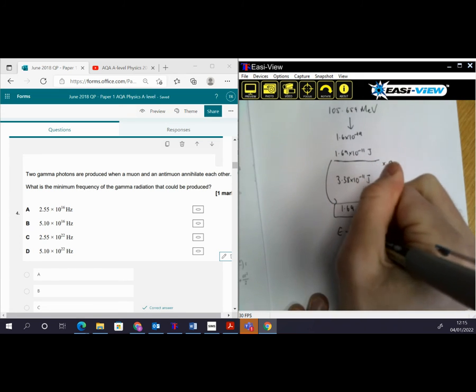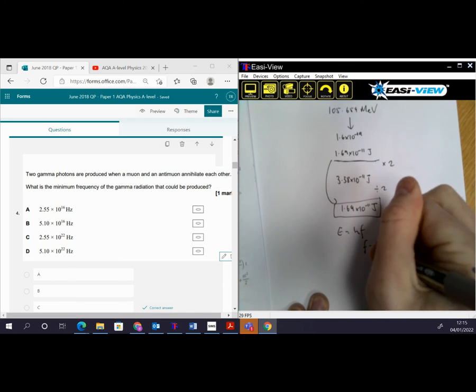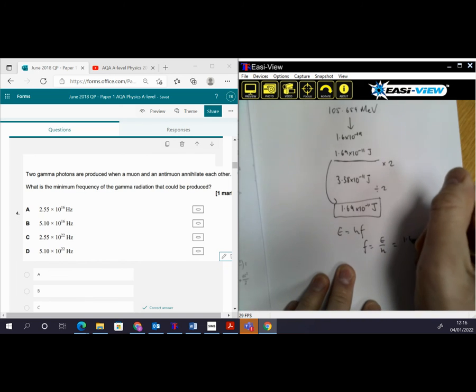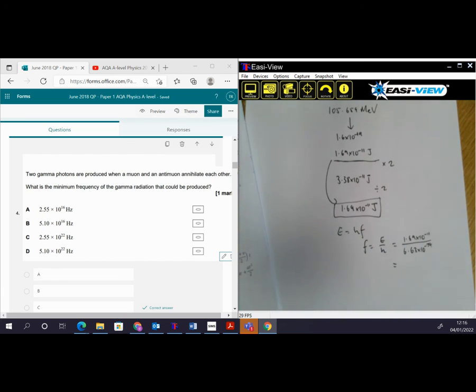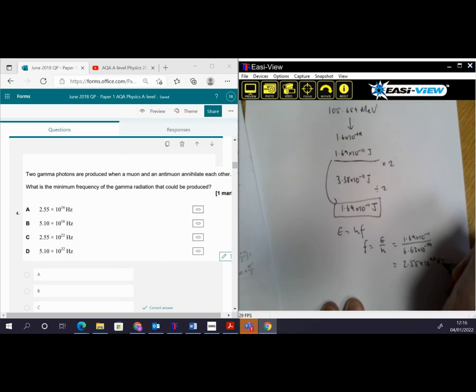Then it's E equals hf to find the frequency. So f is E over h. h is Planck's constant. So we end up with 1.69 times 10 to the negative 11 divided by 6.63 times 10 to the negative 34, Planck's constant. So 1.69 times 10 to the negative 11 divided by 6.63 times 10 to the negative 34 gets me 2.55 times 10 to the 22, and the units are hertz, which is C.